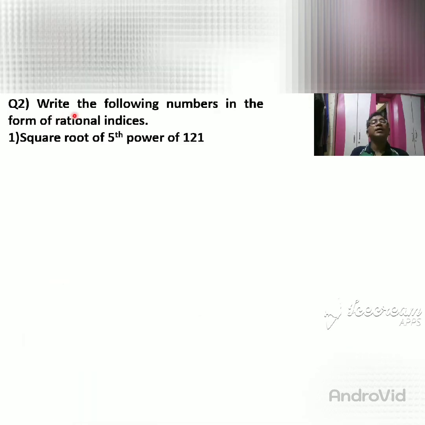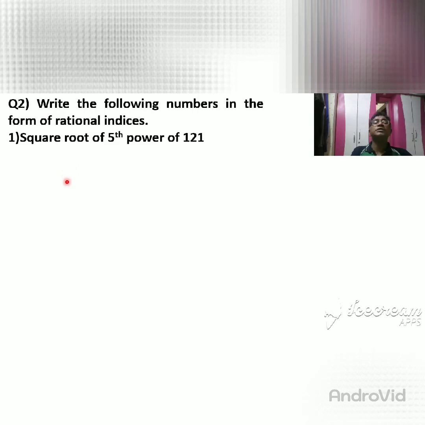Number second, write the following numbers in the form of rational indices. Okay, first, square root of fifth power of 121. So how can you write it into the numerical form? Which is the number? 121 is the base. What is the power? 5. And what is the root? Square root. So 121 indices 5 upon 2.